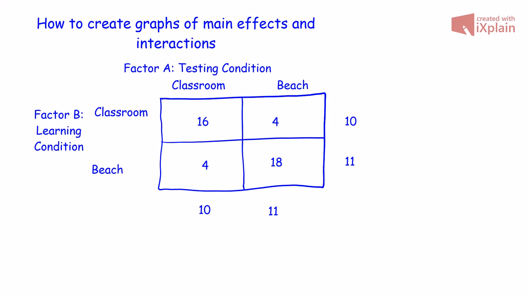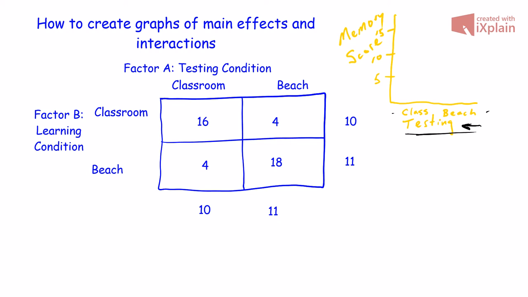And the first thing I'm going to do is graph the main effect of testing. And so I've created a little graph over here. The IV always goes on the bottom axis down here. So I label it, I'm talking about the IV of testing, so I have testing there. And then I have the two levels of testing listed. So there's class and there's beach, 1 and 2 respectively. The vertical axis over here is always the dependent variable, their memory score. How well did they do on the test?